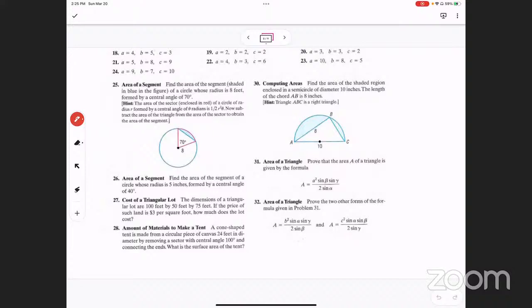Looks like there's a new area formula here, number 31. Prove that the area A of a triangle is given by this formula. Yeah, I think we can do that, because I feel like that would probably be on a test. Think so? Yeah, because there are usually those kinds of problems.